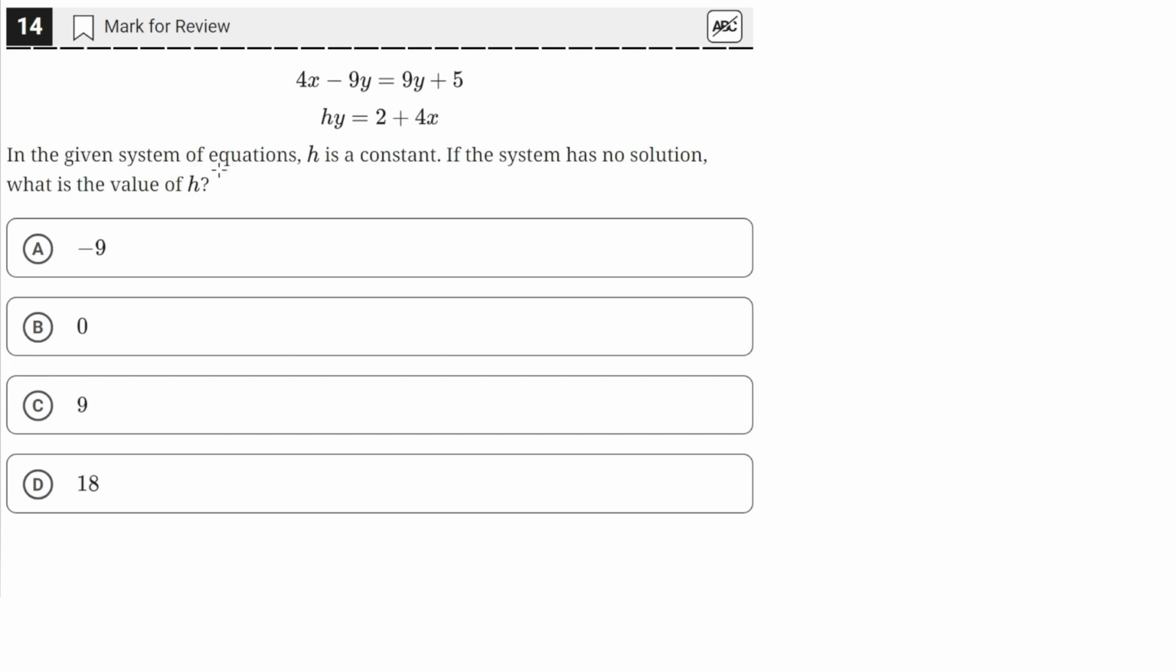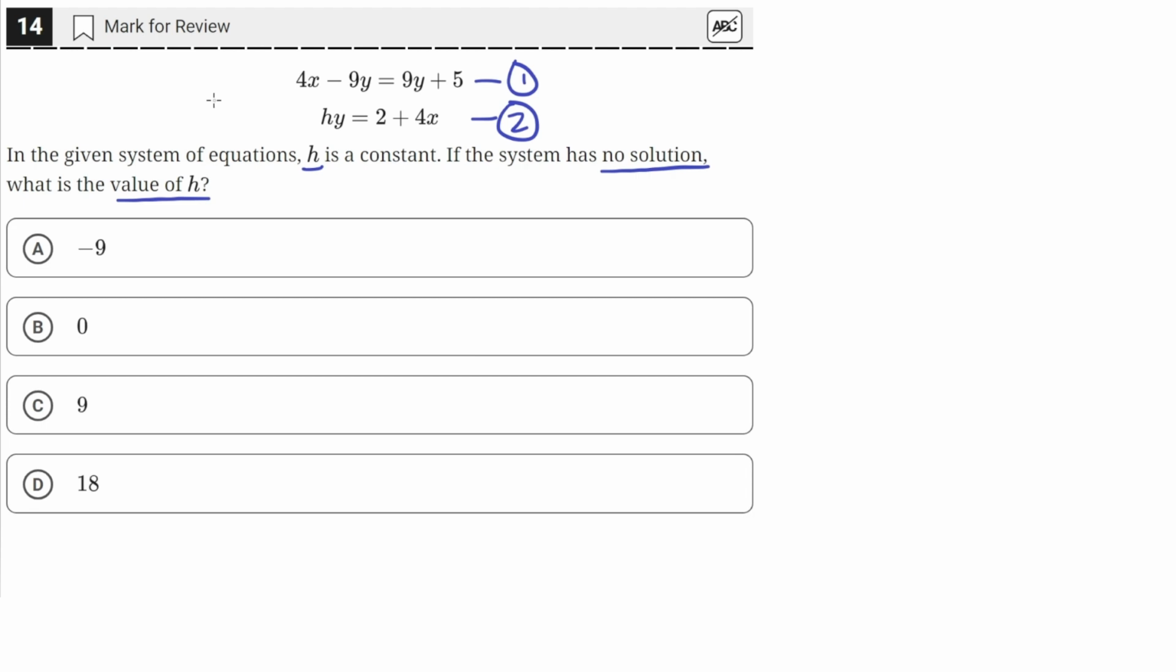In the given system of equations, h is a constant. If the system has no solution, what is the value of h? So we have these two equations here, equation 1 and equation 2, and we need to find a value of h such that the system has no solution.